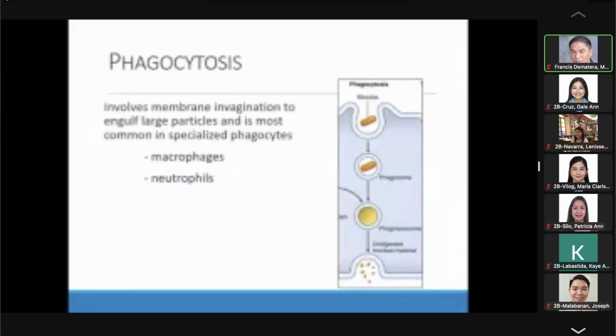So phagocytosis is another mode of movement across the membranes. Here, it involves membrane invagination to engulf large particles and is most common in specialized phagocytes such as macrophages and neutrophils. This is non-clathrin mediated, and this is used for, again, phagocytic cells.